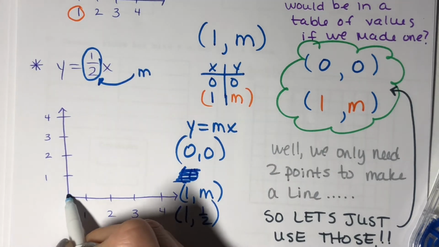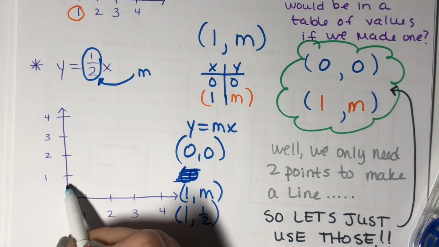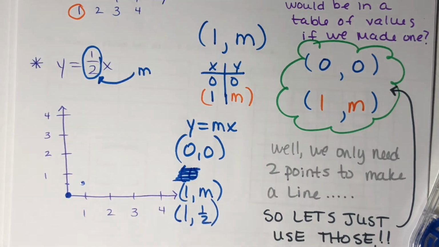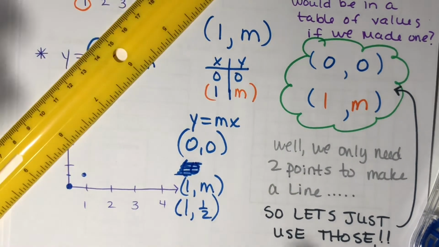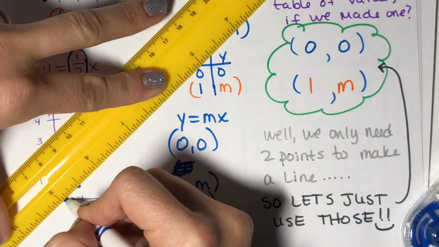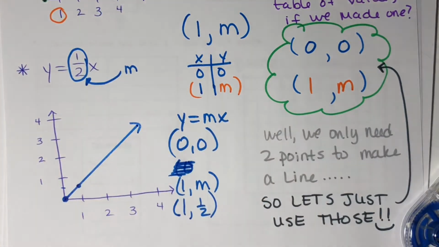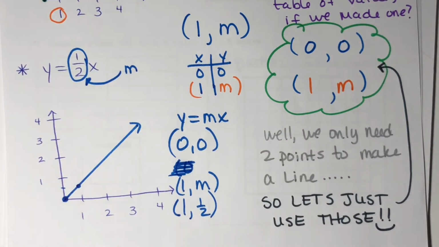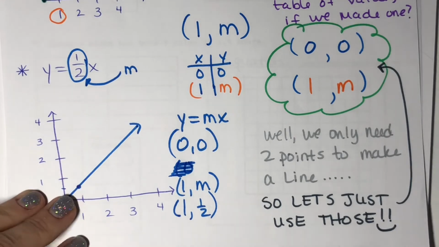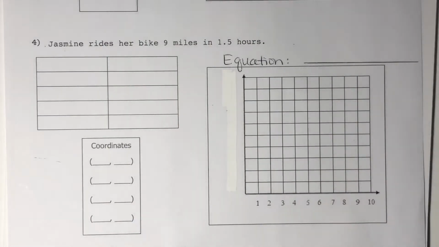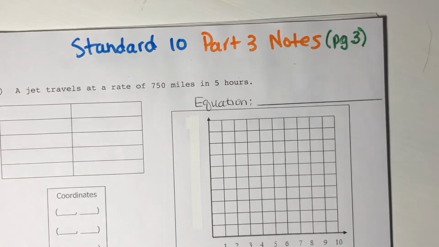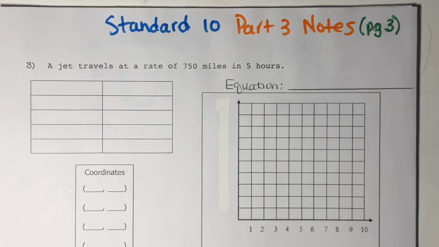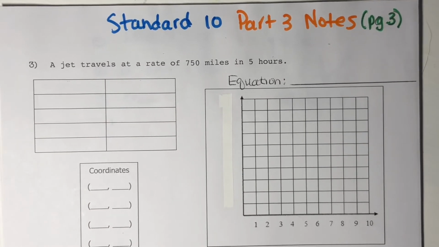So I have my 0, and my 1 comma 1/2. I don't need a bunch of points. I only need 2. And that's all that I used. And I just graphed that equation using the shortcut, okay? And so now when I show you this next example that you have in front of you, I'll do the first one with you, and then I want you to try the second one.